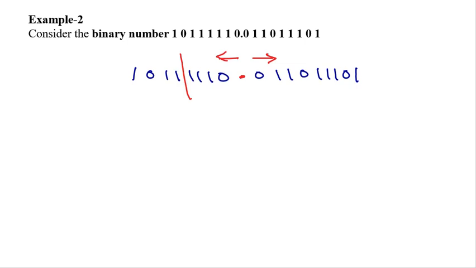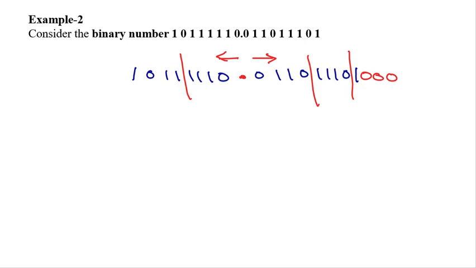For the fractional part, starting from the decimal point towards the right side, partition into 4 bits each. This is the first 4 bits, and this is the next 4 bits. If you observe, the last partition has only one bit, that is only one digit. So in order to make it a 4-bit partition, add 3 zeros. Now write the hexadecimal equivalent of each 4-bit binary number.